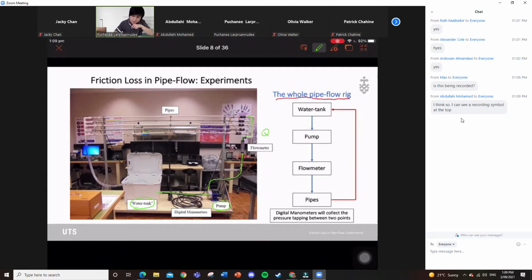Here is the pipe. We have 5 pipes. This is the pipe inlet here, and here is the pipe outlet. And then the water will go back to the tank again.